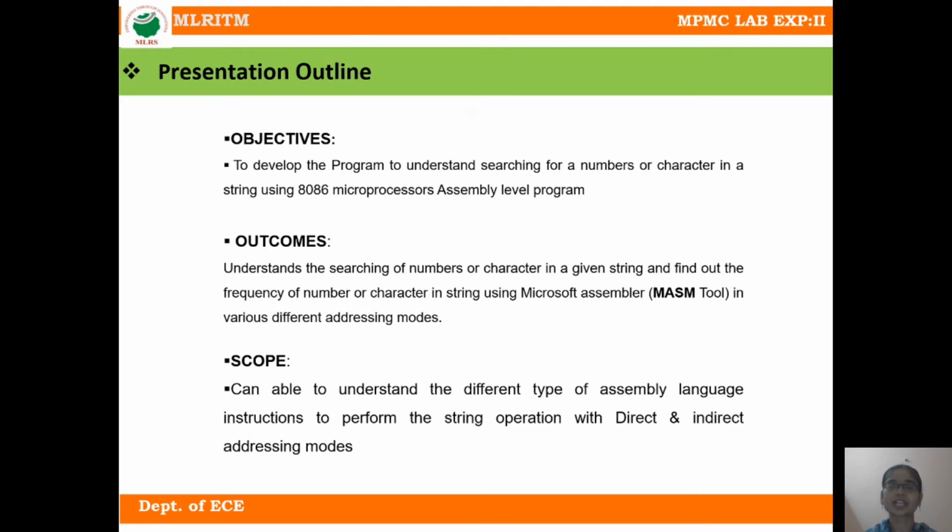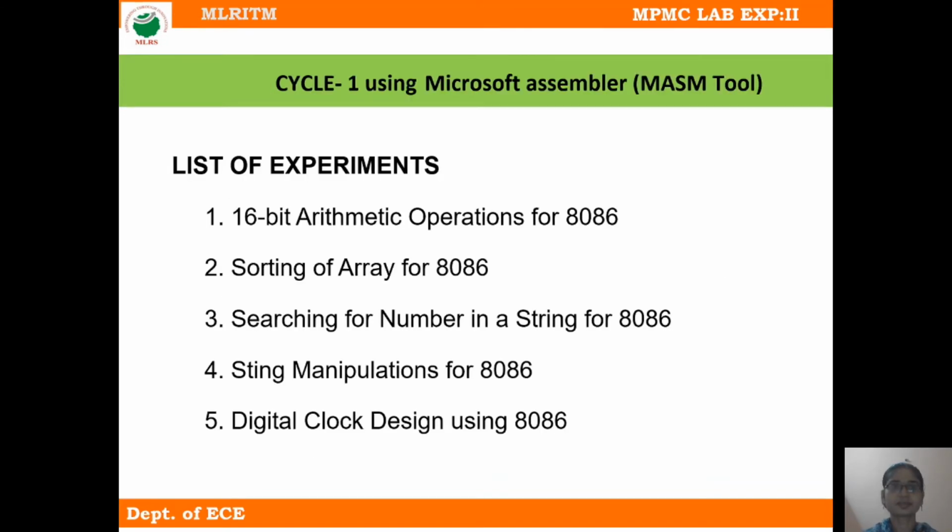The scope of this experiment is that a student will be able to understand the different types of assembly level language instructions to perform a string operation with direct and indirect addressing modes. This third experiment, searching for a number in a string for 8086, comes under cycle 1 using the Microsoft Assembler.